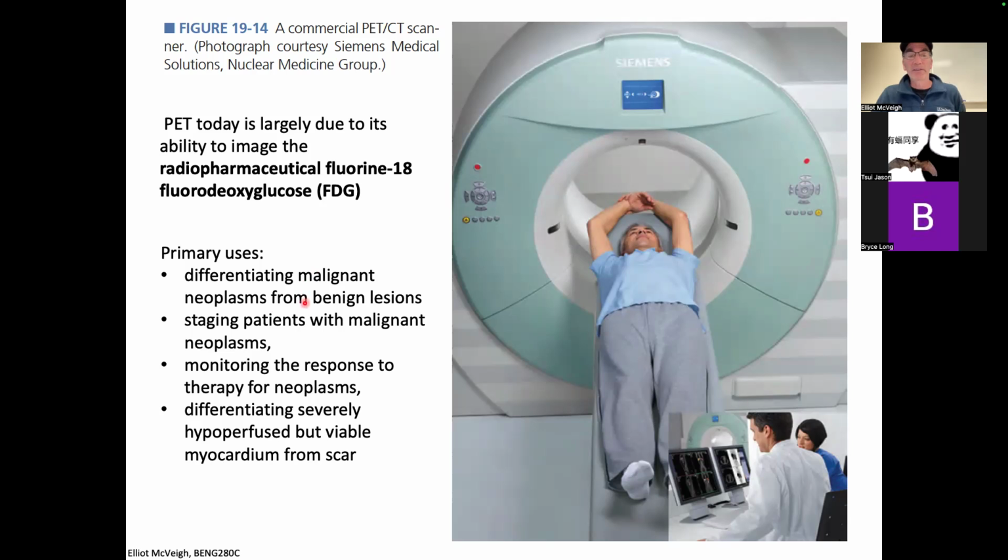I would say the biggest use of PET is, and the reason the PET scanners here are in the cancer center, is because you look for metastatic disease with PET and cancer. And so that's probably the highest number of PET scans done each year is in cancer.